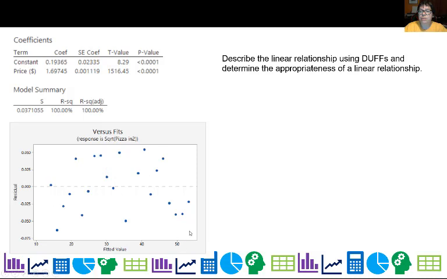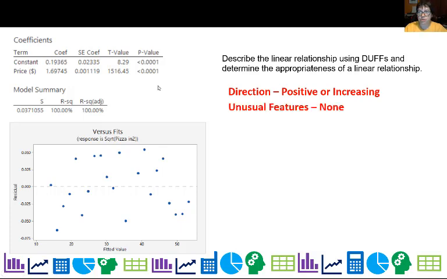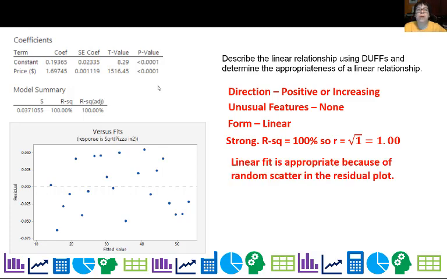But we always want to check the residuals. And when I plot the residuals here, it actually does look like random scatter. So I'm going to describe the relationship again with my new model. The direction is positive or increasing from the previous graph. There were no unusual features. The form was linear this time with no curvature. And it was an incredibly strong relationship. R squared was 100%, so that means r is the square root of 1, which is 1. The linear fit is appropriate because of the random scatter in the residuals.